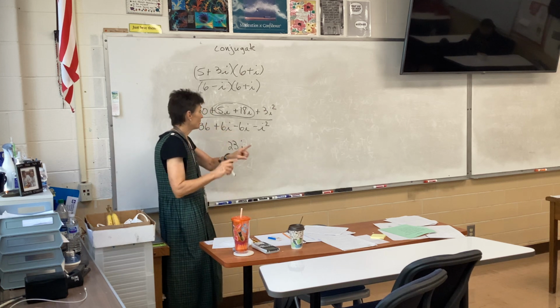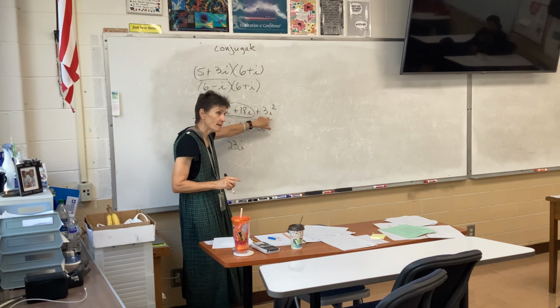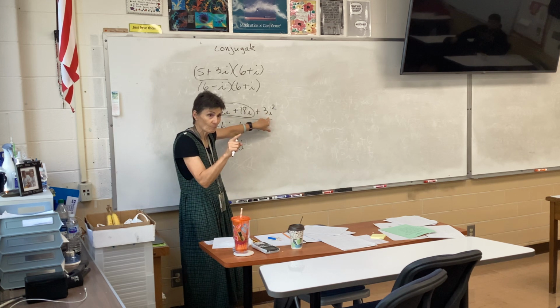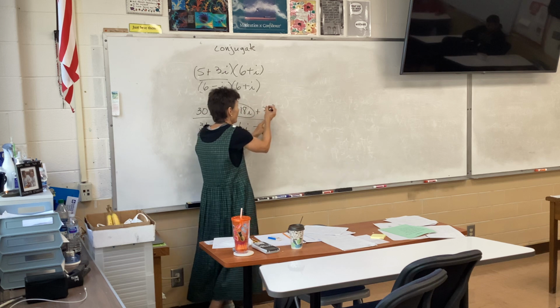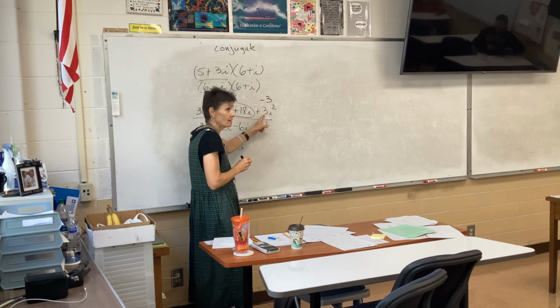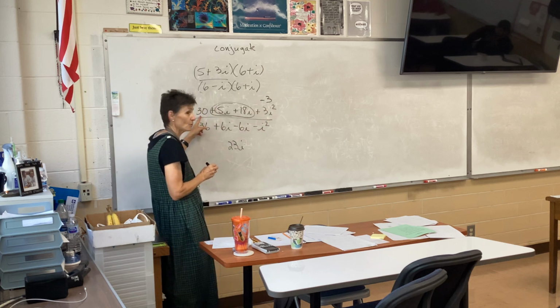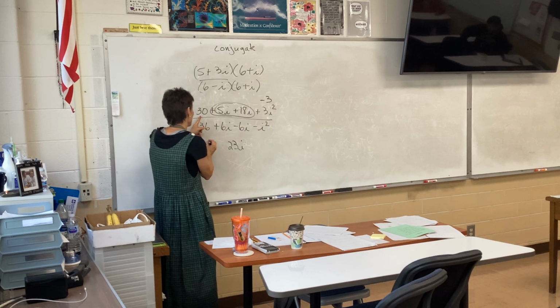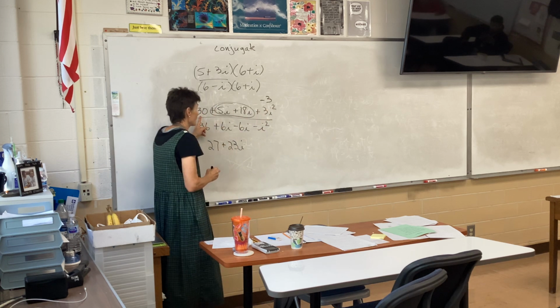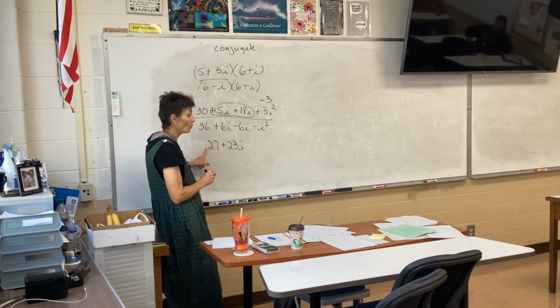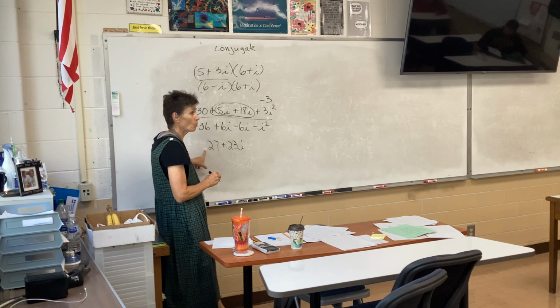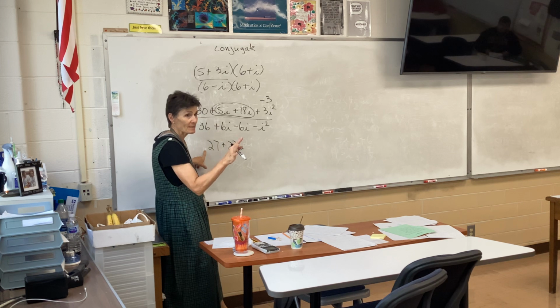And then, what about this i squared right here? It's -1, so this is gonna become -3, which is gonna add to the 30 and make 27. So on the top, I have 27 plus 23i. Does that make sense to you?